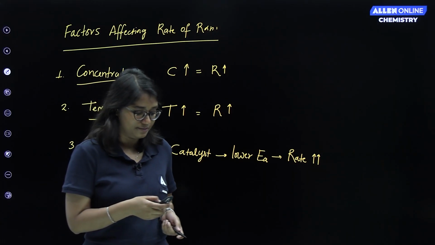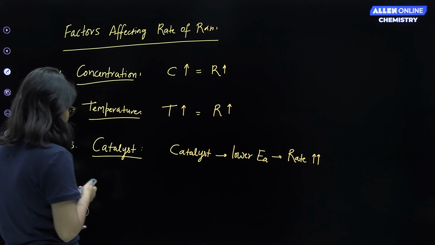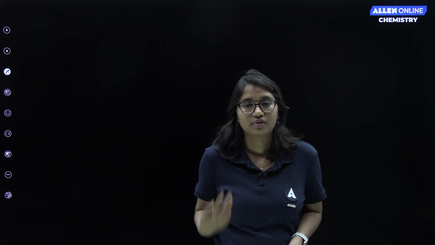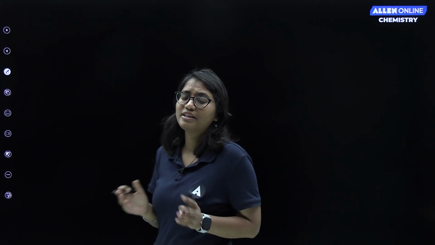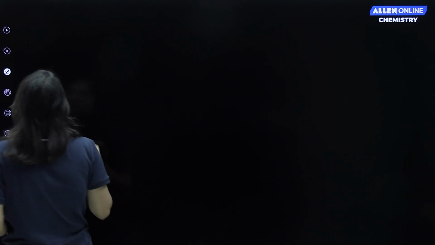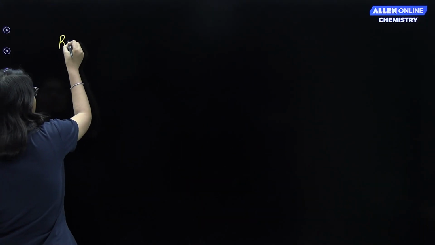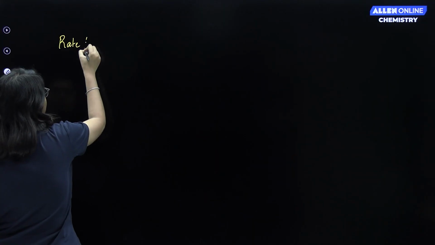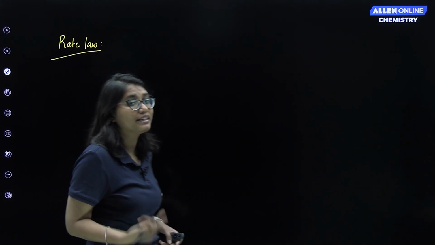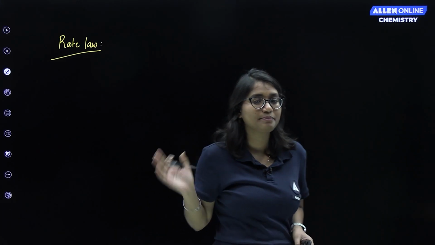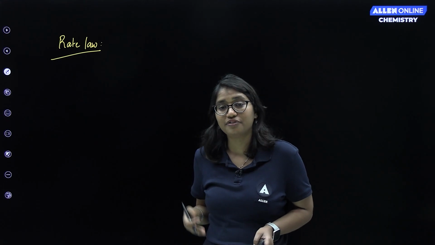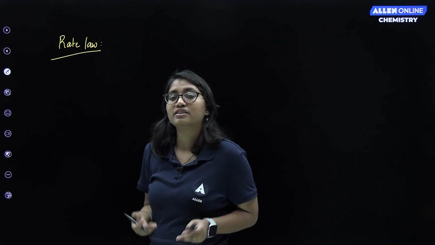Now let us discuss how concentration depends on rate mathematically. This brings us to the idea of rate law. What we are going to study is rate law: how concentration affects rate mathematically. Rate law is defined as an experimentally determined relationship between rate of reaction and concentration of reactant.